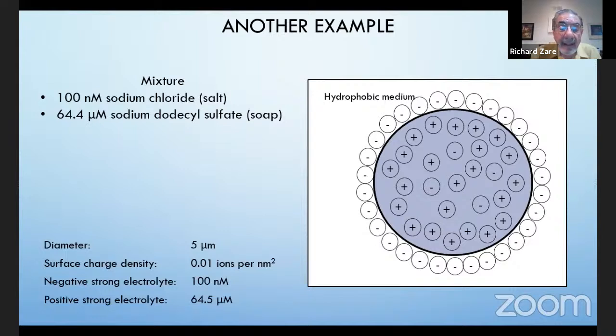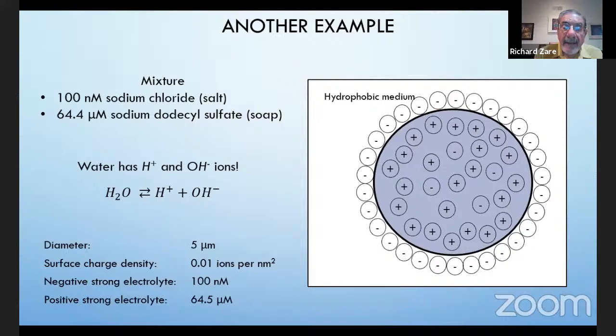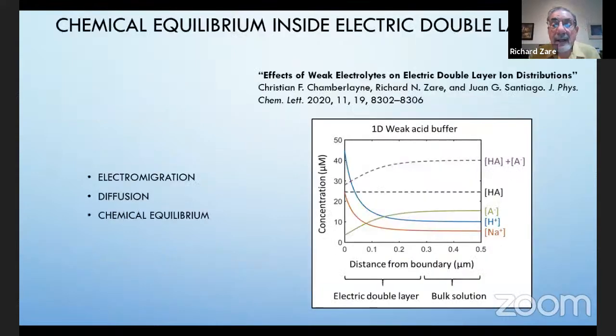And so let me take you and show you yet another example. It's a lot of calculations here that I'm not bothering you with, but here's a diameter of 5 microns. We're going to take here a hundredth of an ion per nanometer squared. So there's one ion per every 100 nanometers squared. So it's not much. And we're going to take a negative strong electrolyte and a positive strong electrolyte. Strong electrolyte means you completely dissociate. This is the picture I've tried to show you before. And I'm also going to take into account that water breaks apart into H plus and OH minus. And we're going to include that in the calculations. And here's what we're starting to see.